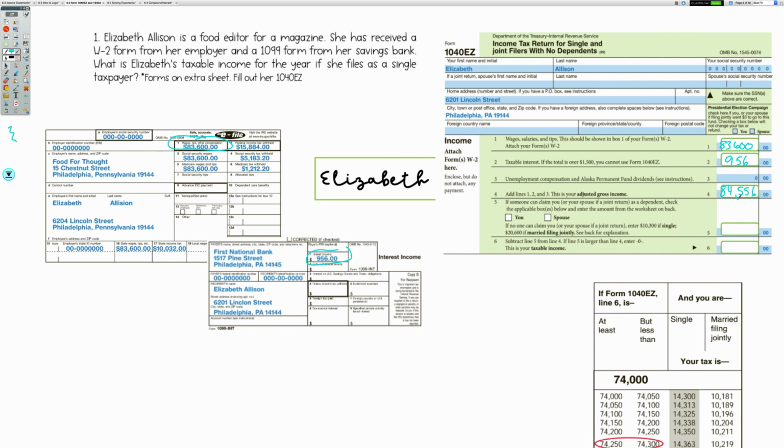Alrighty, line 5, if someone can claim you as a dependent, check the appropriate boxes. So remember, this is where it gets tricky when you guys are young adults and you have to be careful. If your parents are still claiming you, which my parents did all the way through college, then you can't also claim yourself. I did have a job in college and got W-2s and had to do taxes, but I always had to check that someone was claiming me. My parents were also claiming me.